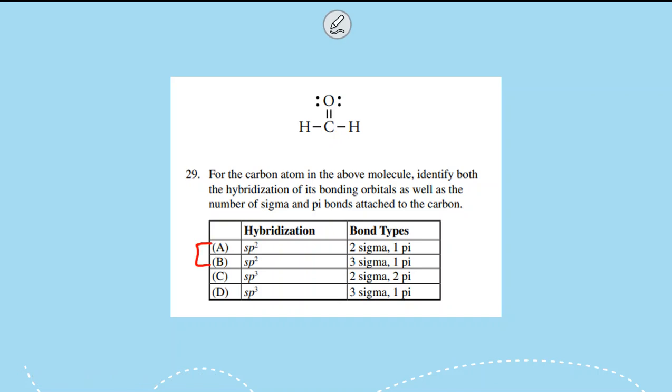Okay, it can't be sp3 because there aren't 4 domains there. Now, we have how many? 1, 2, 3 sigma bonds. Because this one and the other one in the double is a pi. So that means it's going to be B. Right? In a double, you always have 1 sigma and 1 pi. In a triple, you have 1 sigma and 2 pi.